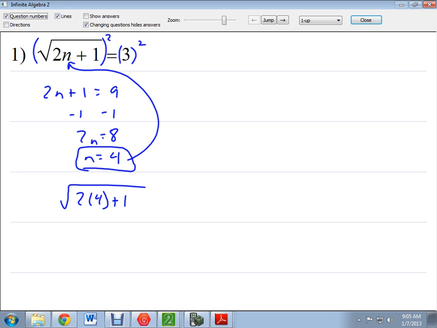2 times 4 plus 1 is equal to 3. If this does not get the same value on the left-hand side and the right-hand side, then this equation does not work, and therefore 4 would be extraneous.